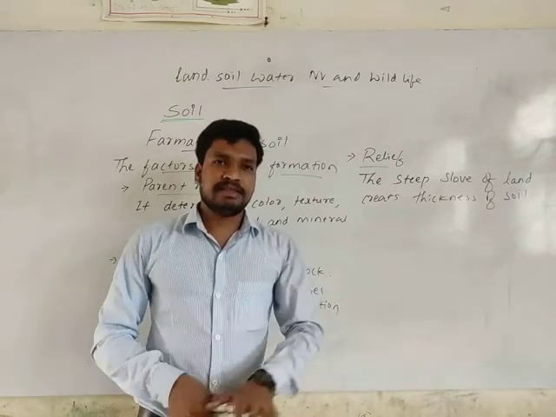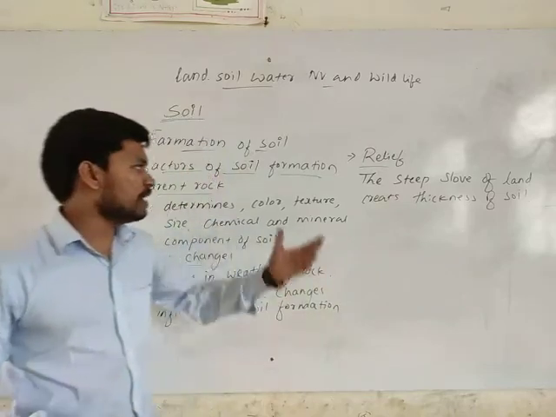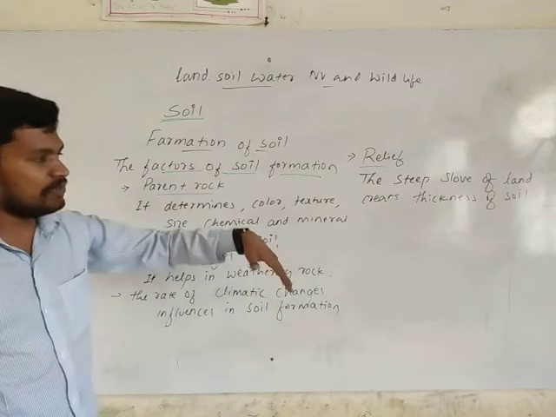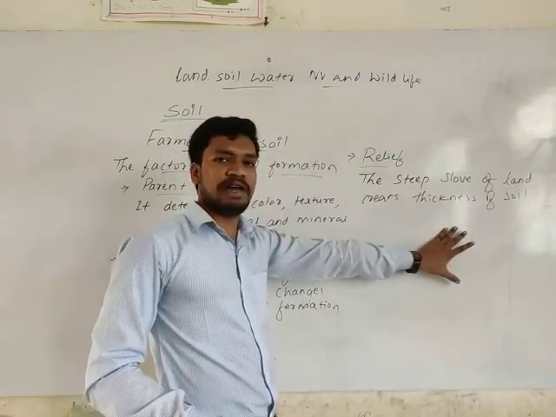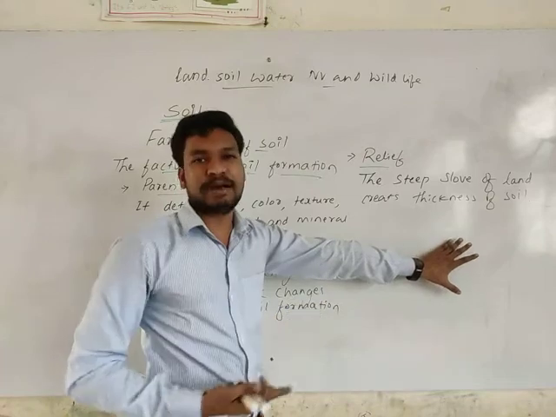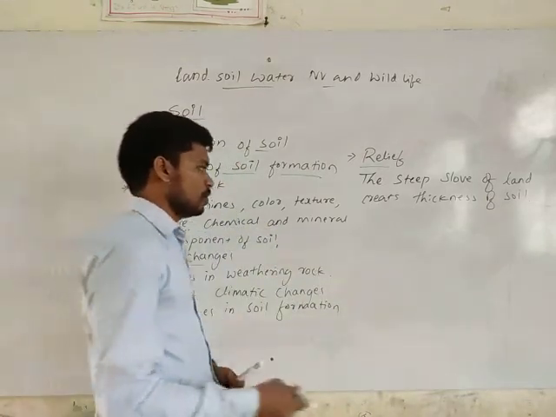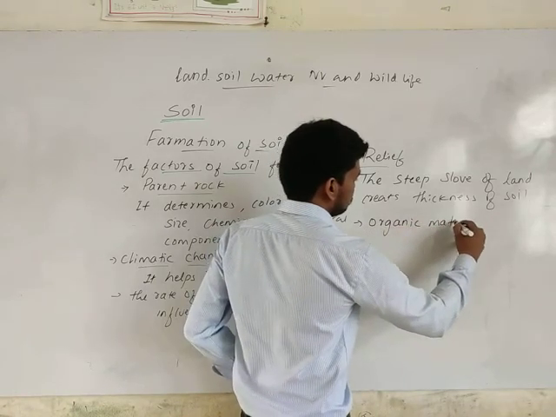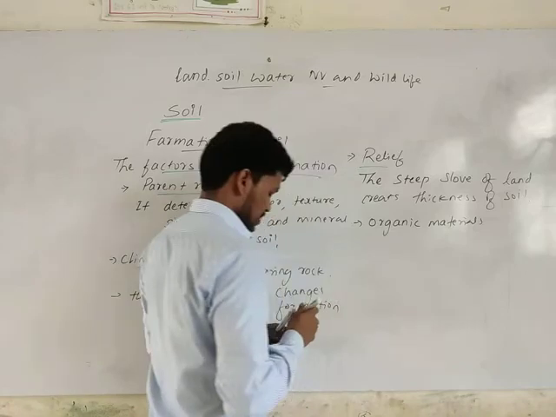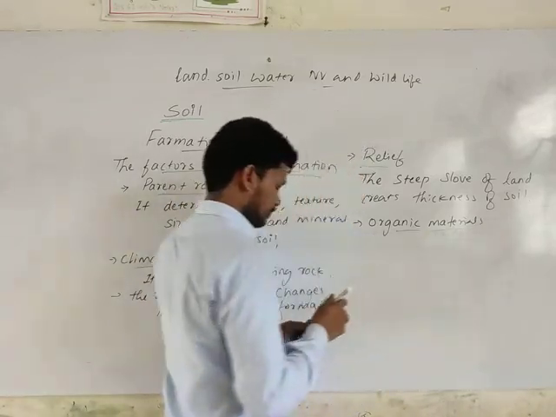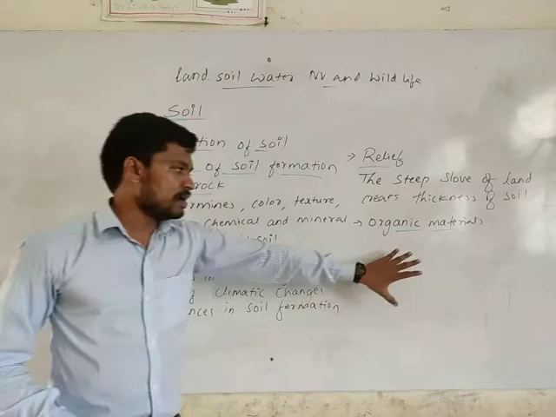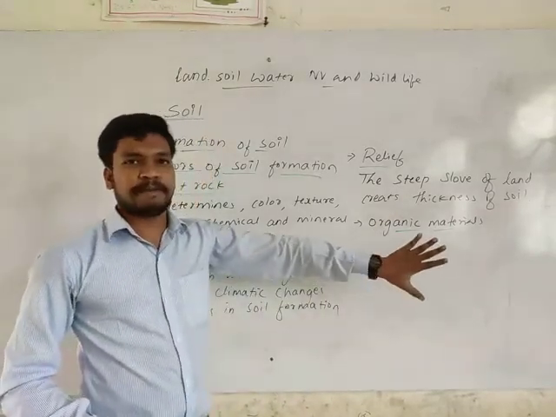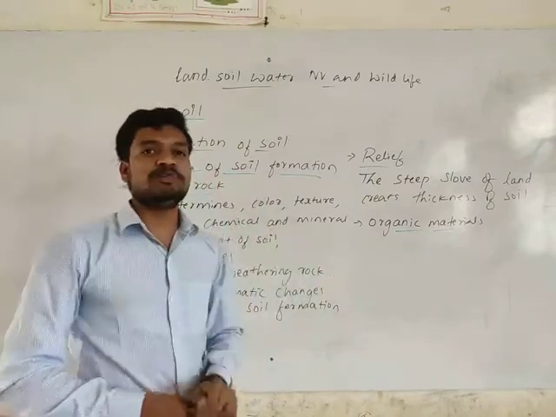In every way, in the formation of a soil there are many factors: the parent rock is very important, and climatic changes, along with relief features. Organic matter also plays an important role. Organic materials are the dead particles of plants and animals, flora and fauna. When they mix with the weathered rock, that helps create humus in the soil.